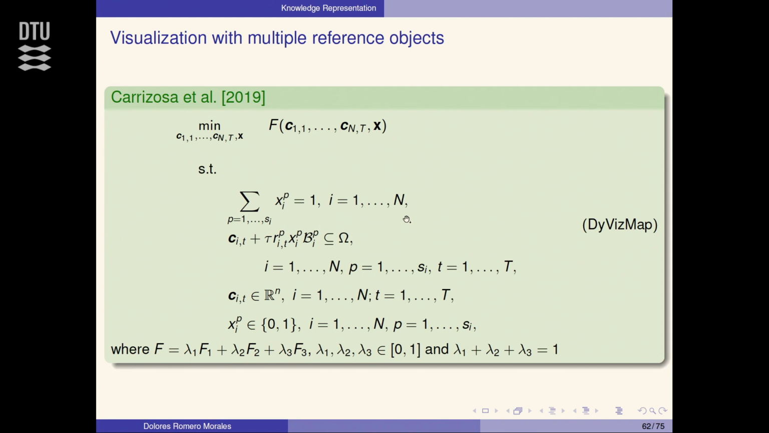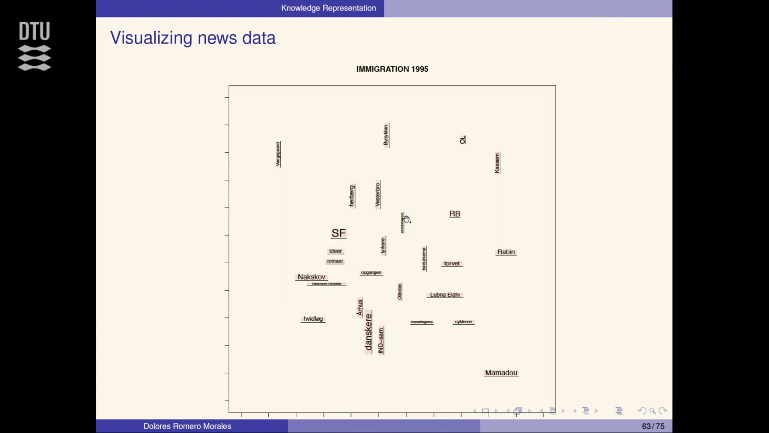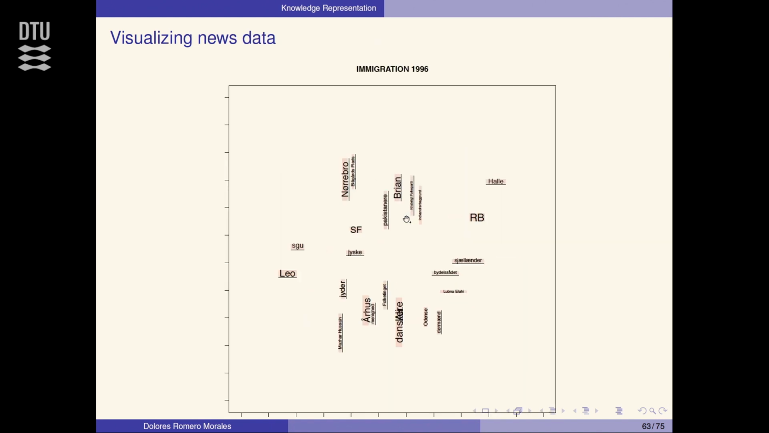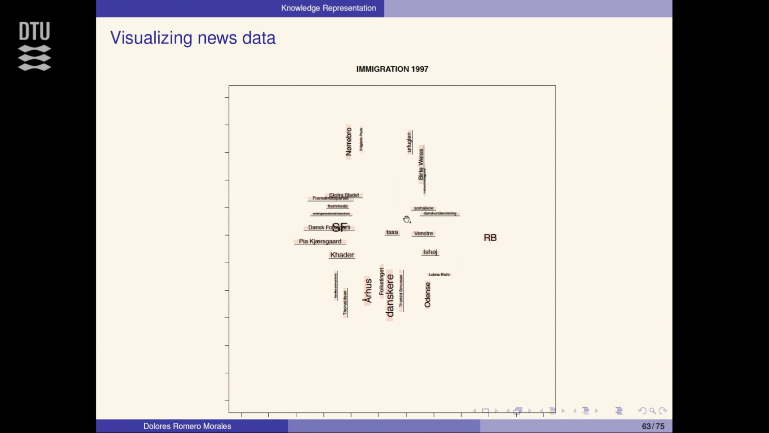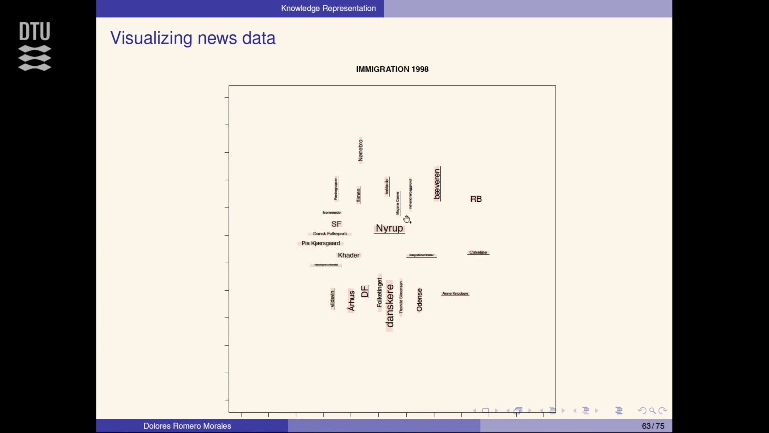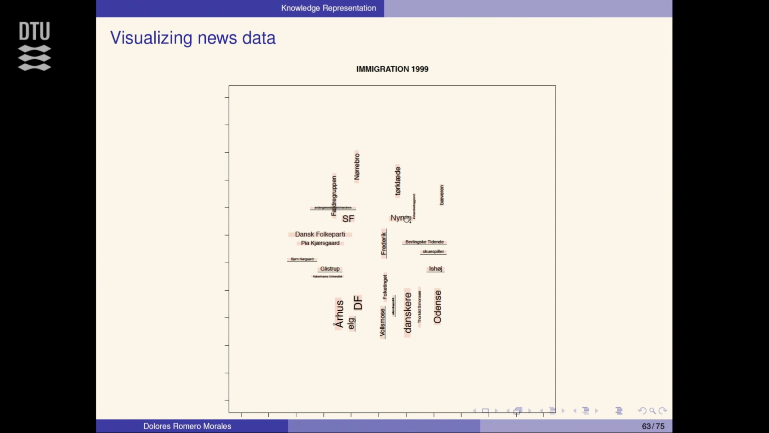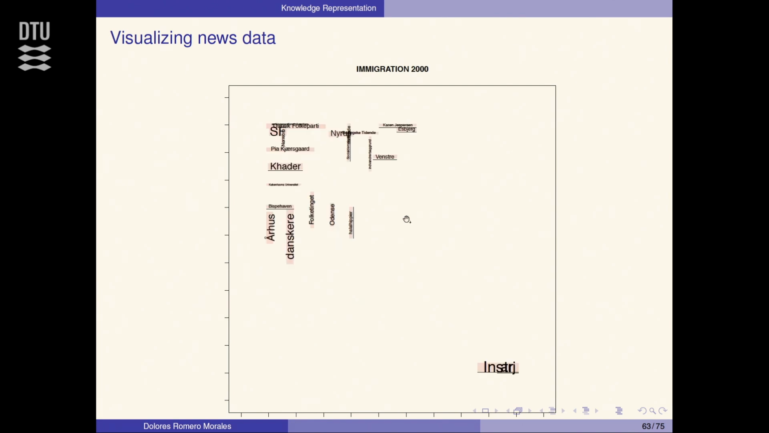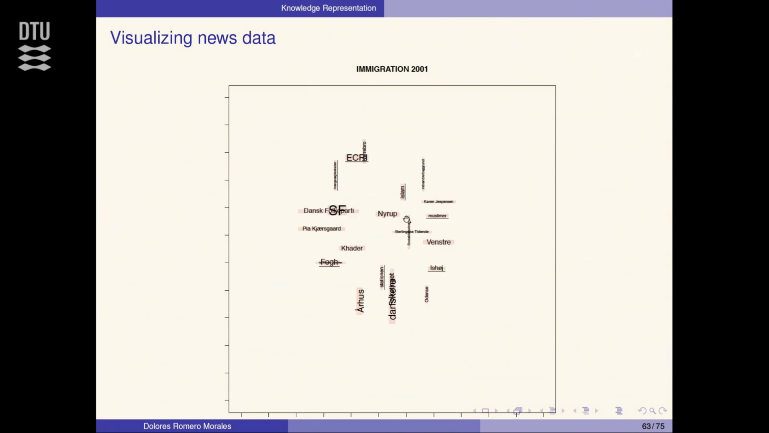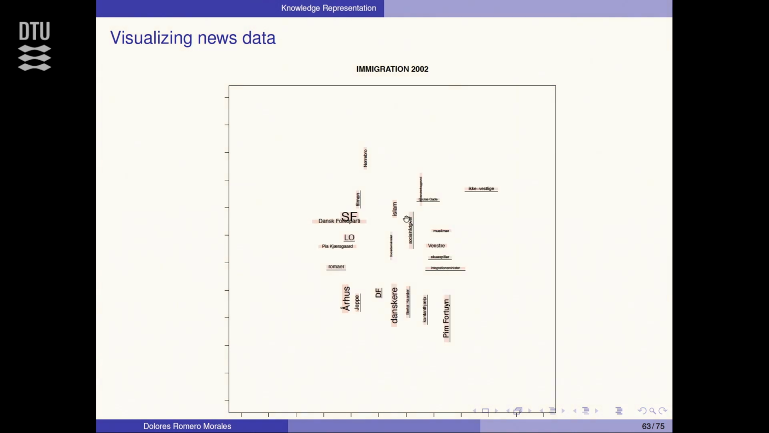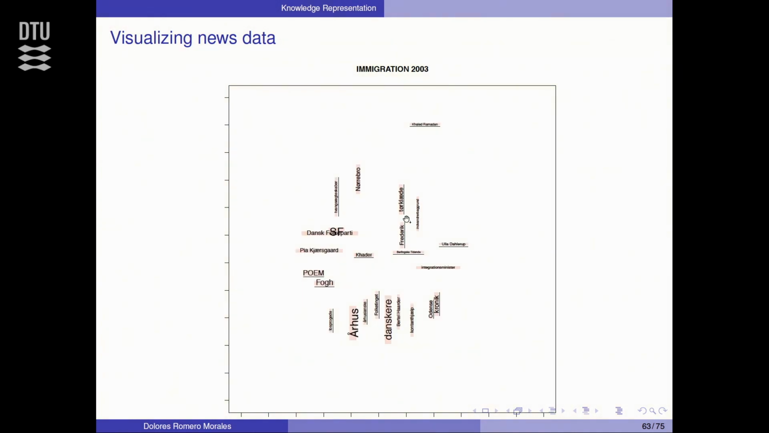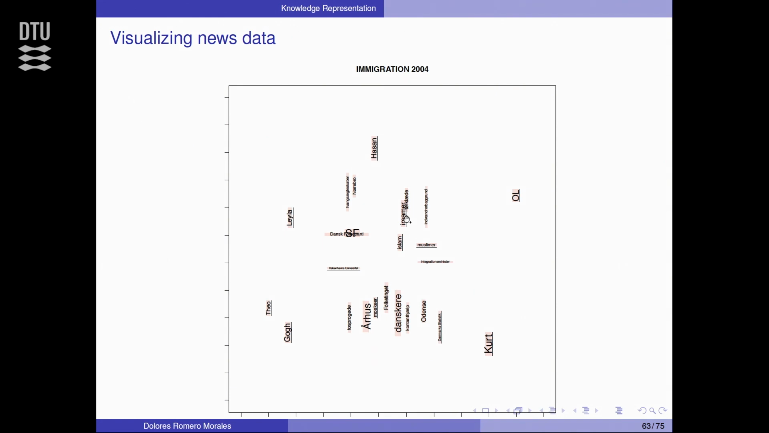So again, we are optimizing here something about accurate representation of the relationships, spread, and something about the overlapping. So, okay, is it going to work? Yes. Okay. So you can see that this is the topic that I showed you before, immigration, and we are letting it go from, was it 95? Up to 2015, I believe.